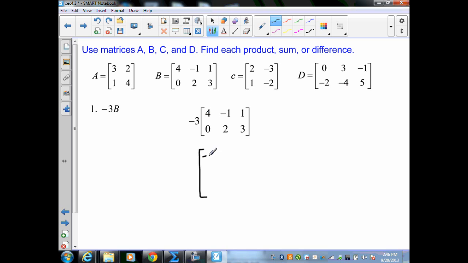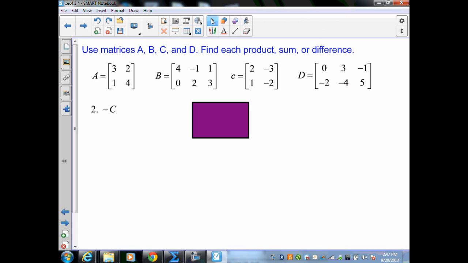Negative 3 times 4 is a negative 12. Negative 3 times a negative 1 is 3. Negative 3 times 1 is a negative 3. Negative 3 times 0 is 0. Negative 3 times 2 is a negative 6. Negative 3 times 3 is a negative 9.